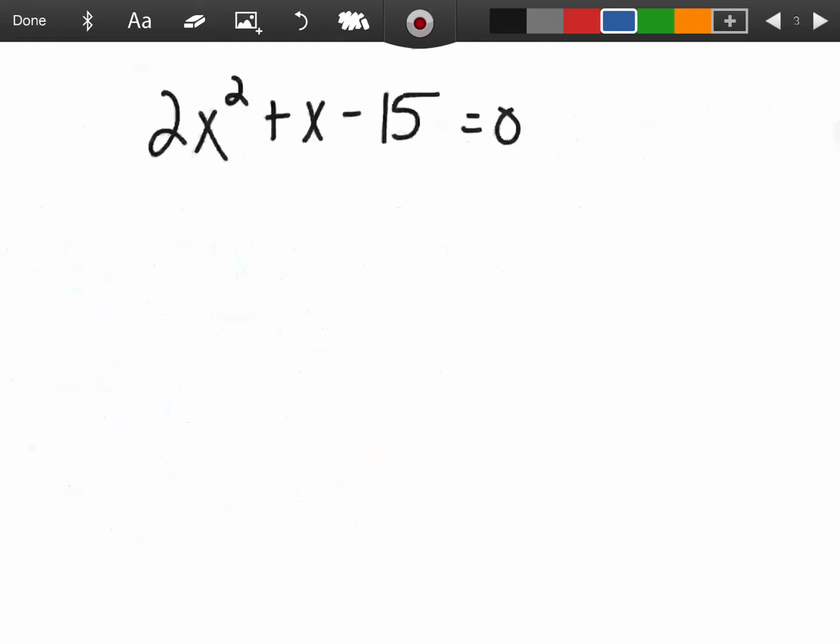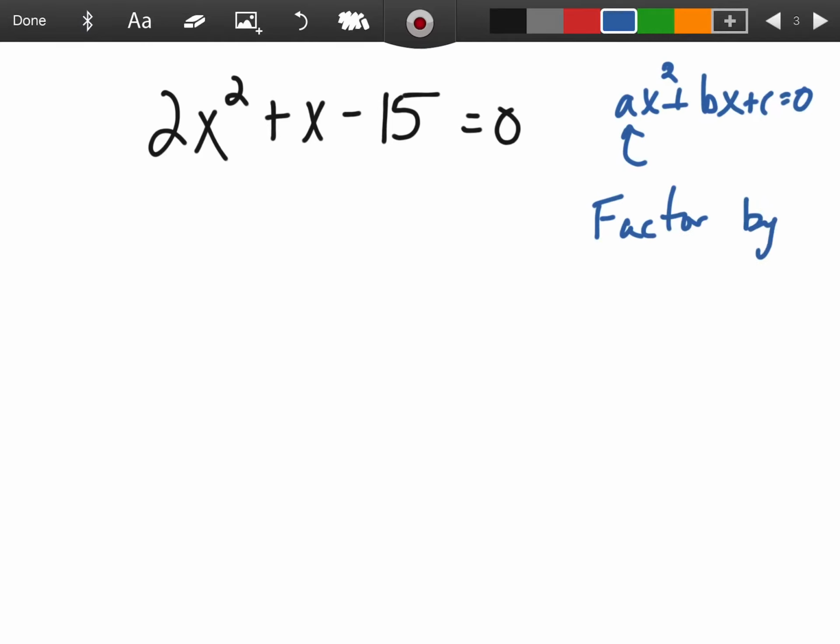All right, and now, what happens when my leading coefficient here, that a value, right, if you think of ax squared plus bx plus c equals 0, this is our standard form of a quadratic equation. What happens when that a value is not equal to 1? Okay, so what we're going to do here is what's known as factor by grouping.